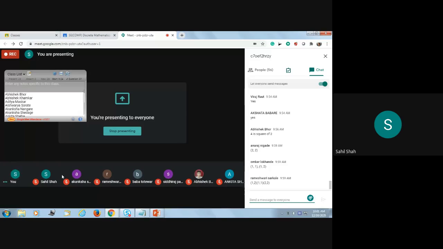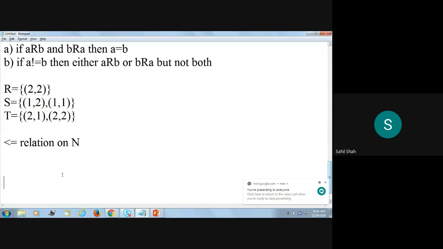Yeah, somebody has given the example: 1, 2, 1, 1, 2, 2. Yes, that is also fine. Yes, you can. Very good. What she has given, she is saying, I could have both the self loops. Yes, it is fine. But you can have either or. You will not have both. If I put here 2 comma 1, then that relation will not be anti-symmetric anymore.